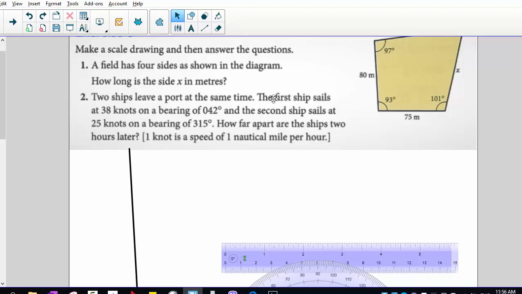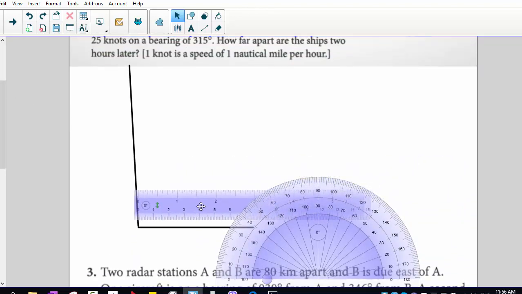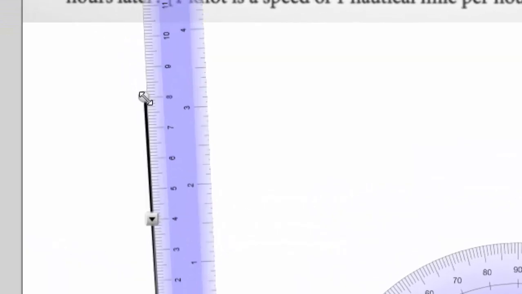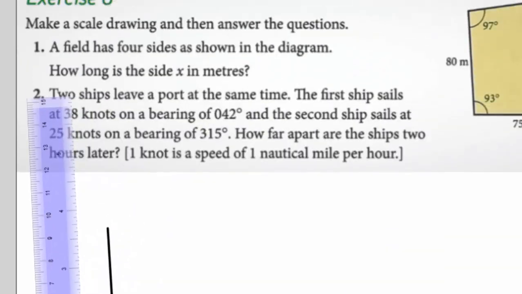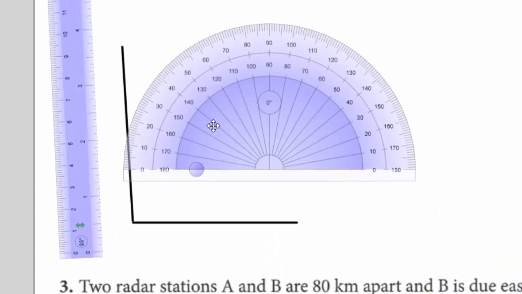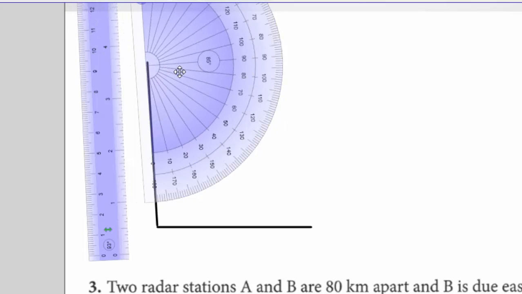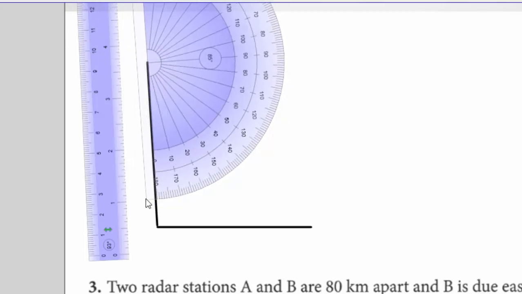According to the scale drawing, 80 meters will be 8 centimeters. Then to measure this line, the 0 is here, 8 centimeters. Done. Now I need another angle. According to the scale drawing, another angle, 97 degrees. Then grab the protractor. Where is 97 degrees? Since my line is on this side, I'm going to follow this 0.